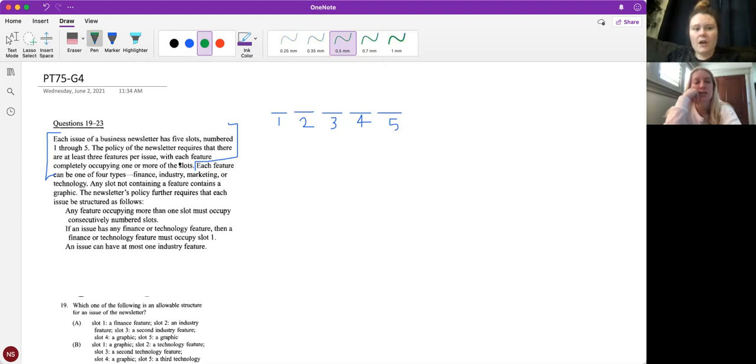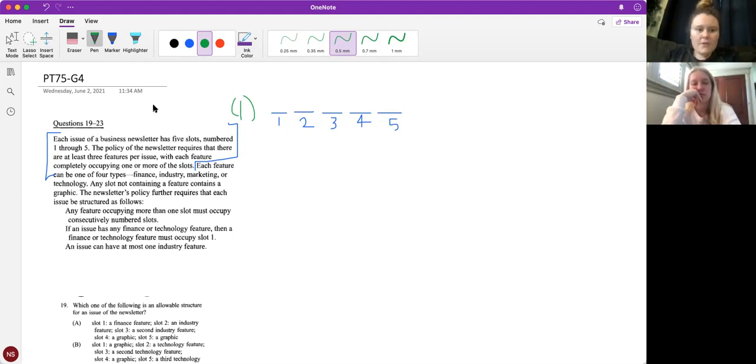After rereading this, I realized this is one issue. Like if it was a magazine, this is volume 1, and in each one of these slots it has to have at least 3 features out of those 5 slots. So I'm like, okay, cool.